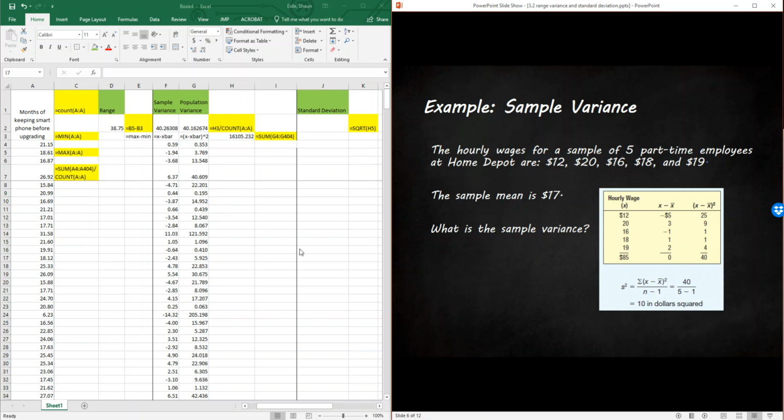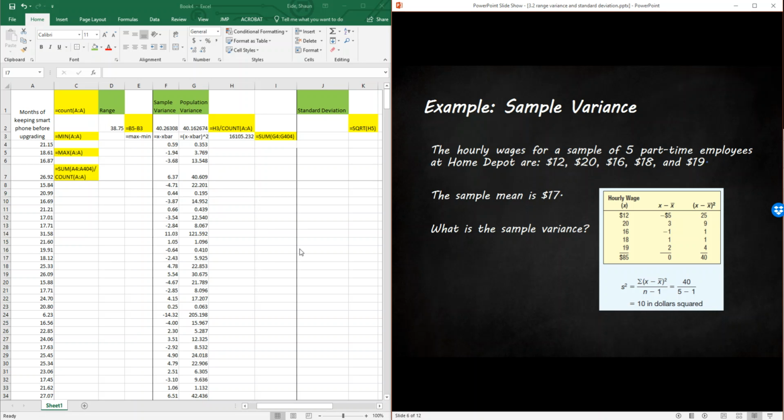Okay, so example sample variance. We just did this, and I just showed this to you over here, but here's another example. An hourly wage for a sample of 5 part-time employees at Home Depot are $12, $20, $16, $18, and $19. The sample mean is 17, so what is the sample variance? So you take 12, 20, 16, 18, and 19, and you subtract the mean from that. So $12 is $5 less than the mean, $20 is $3 more than the mean, 16 is $1 less than the mean, 18 is $1 more, and 19 is $2 more.